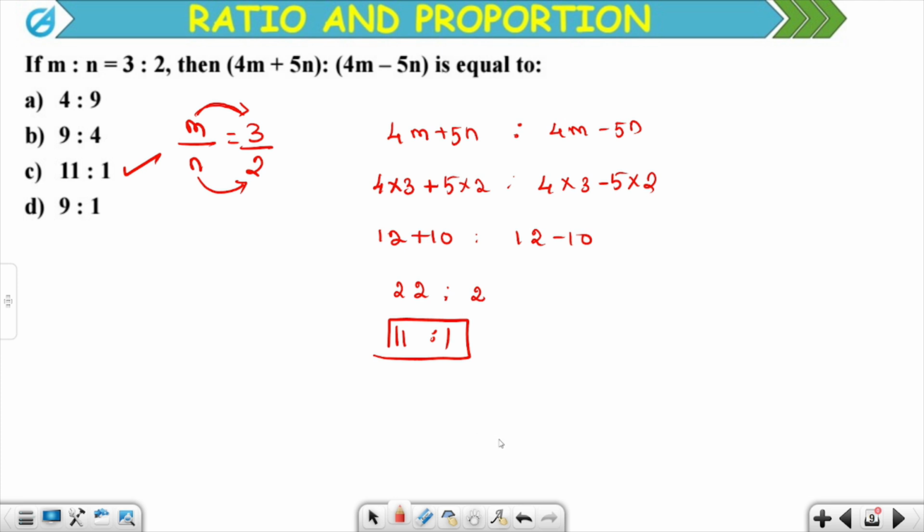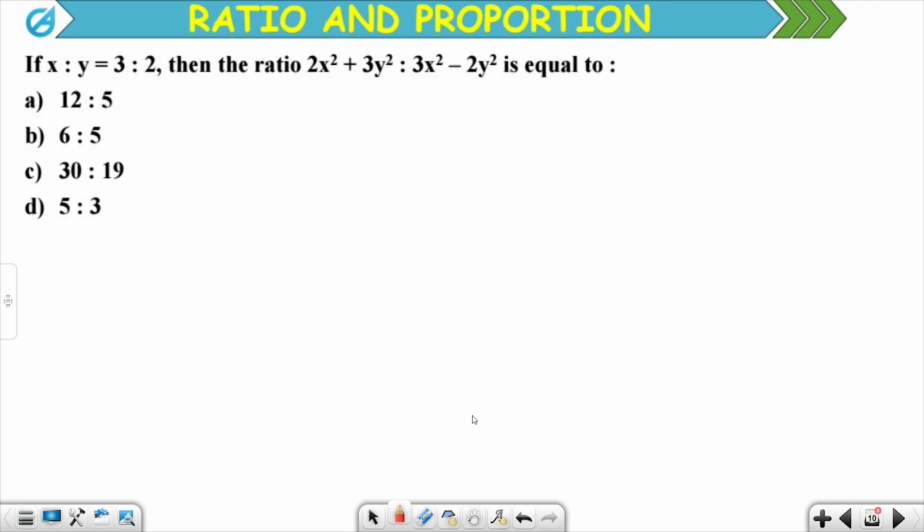Okay. Next one. See here. x is to y is equal to 3 is to 2. So what is the meaning of this? The value of x you have to consider as 3 and the value of y you have to consider as 2. Now what we need to find? 2x square plus 3y square is to 3x square minus 2y square.